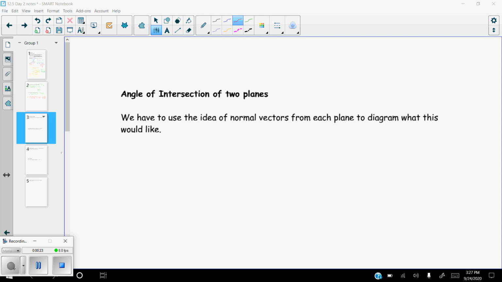So we're going to have to use the idea of normal vectors from each plane to diagram what this would look like. So I'm going to do my best to sketch what this would look like. This is not the easiest thing, so bear with me. So I'm going to have a plane which kind of looks like it's vertical. Again, let's see if I can do this correctly. And it's going to come down here to the point of intersection with another plane, and that's going to kind of be behind a plane.